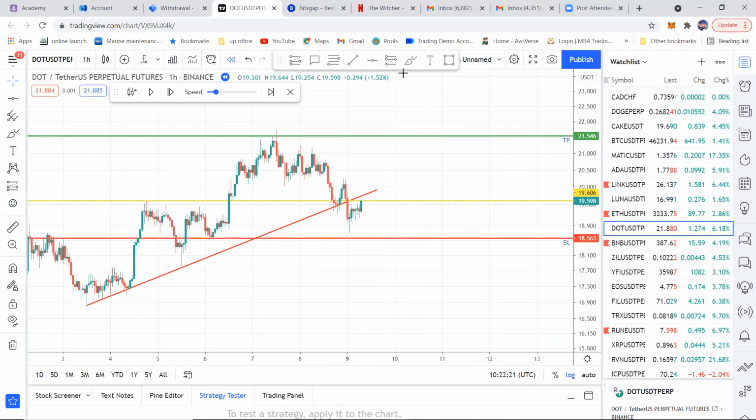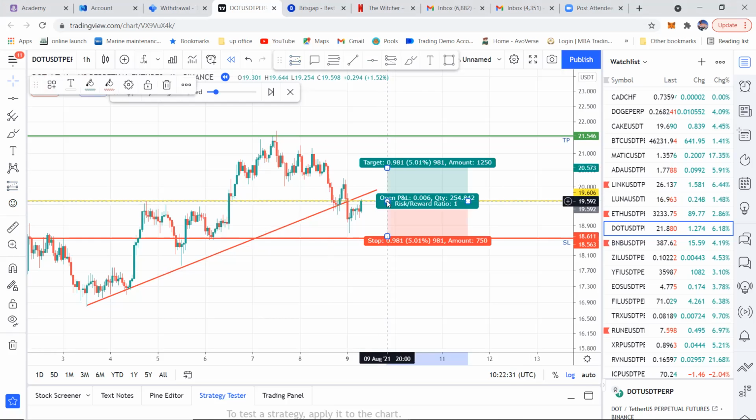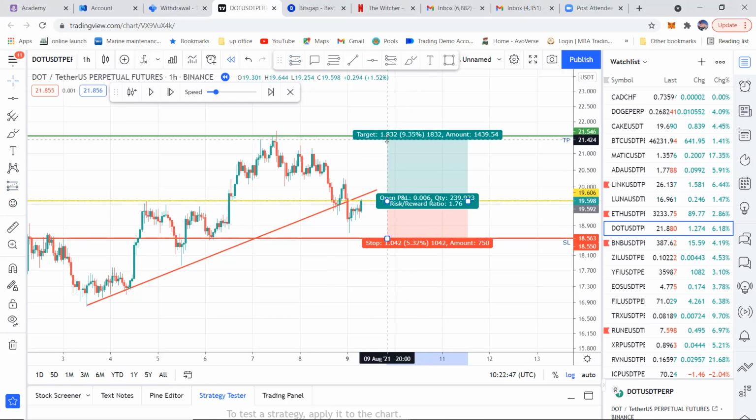Now we have this little tool here. If I click that right on the trade line, so that's where I place a trade, I'll drag the red shaded section of it down to where my red line is. And then I'm going to drag the green shaded section up to where my take profit line is.